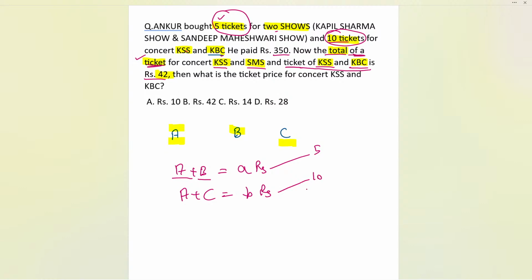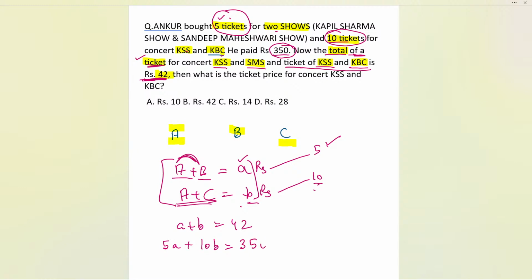Now, can I say that overall the money he spent is rupees 42 for one ticket of both combinations? One ticket of the combination A plus B, he spent how much? 42 rupees. Next, he has 5 tickets, 5 multiplied with A. That is the total money he spent on this group. So 5A we can say over here. Then 10 times B, that is the total money he spent on this combination of tickets. And the total money is also given in the question, that is 350. So I can equate it to 350 over here.